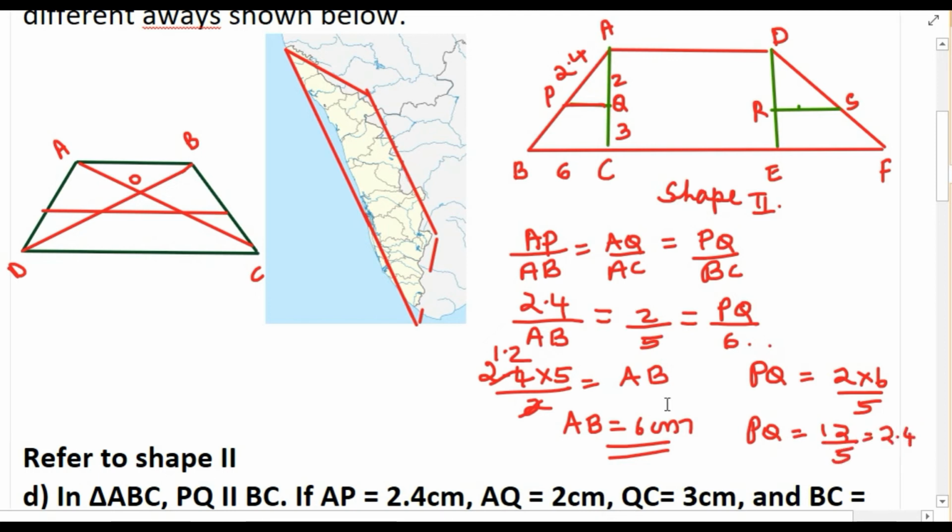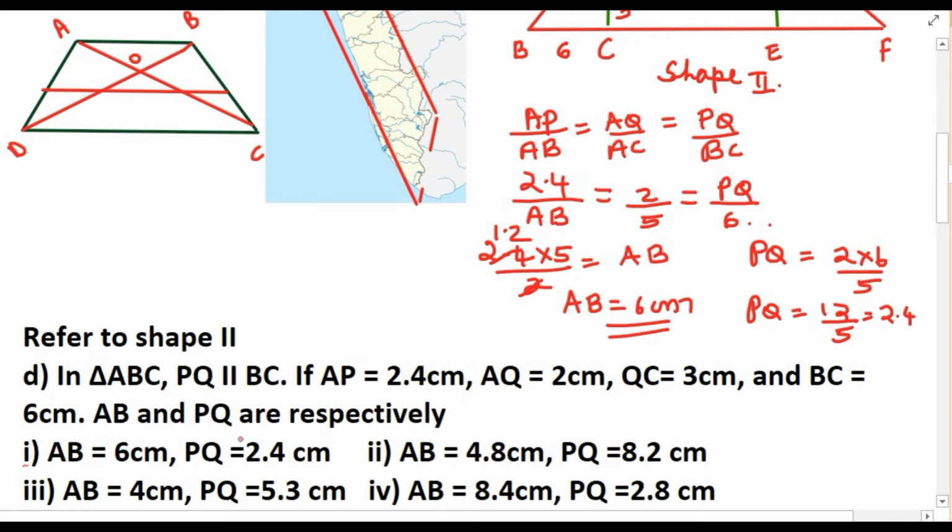So let's see whether it is there in the options. So it is 6 centimeter and 2.4 centimeter. So AB is 6 and PQ is 2.4 centimeter.